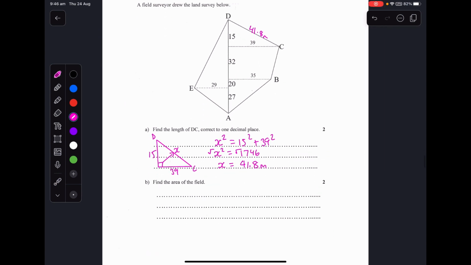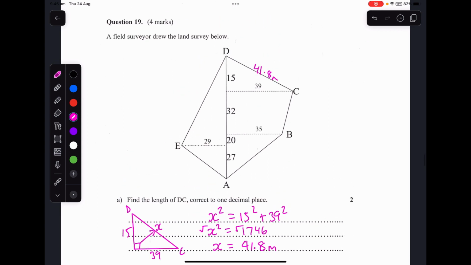All right, the next part of this question says find the area of the field. So let's have a look at what we have here to work out what we need to find. So we've got one nice big triangle on this side, so I can just find the area of this.